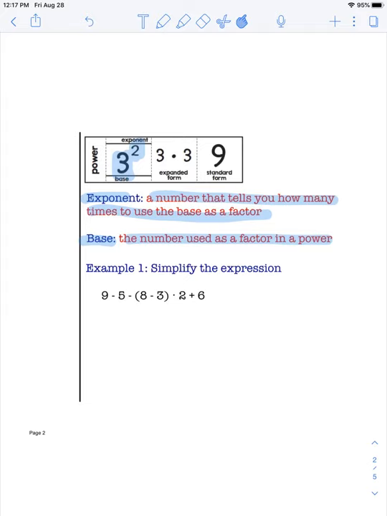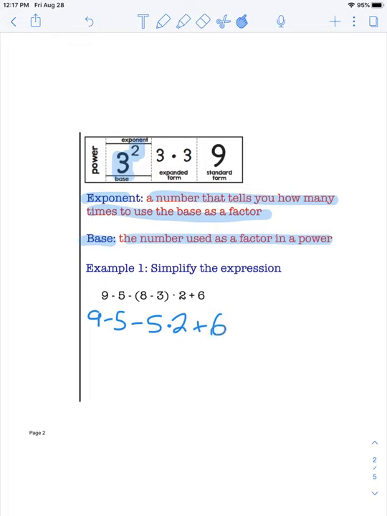All right, moving on to example 1. Simplify the expression. I see a grouping symbol. I see 8 minus 3. So I'm going to rewrite this. 9 minus 5 minus 8 minus 3 is 5 times 2 plus 6.